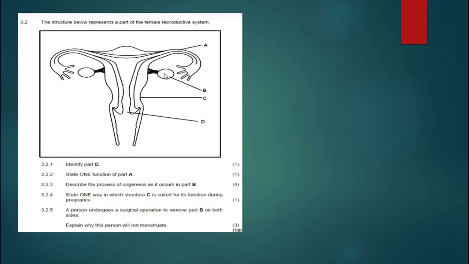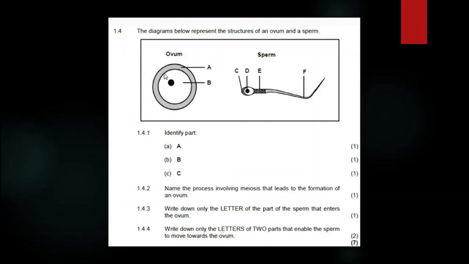Now let's move on to the next set of questions. The diagram below represents the structure of an ovum and a sperm. An ovum is produced during the process of oogenesis, and a sperm is produced during the process of spermatogenesis. Identify part A. Part A is the jelly layer. Part B is the cytoplasm. Part C on the sperm is the acrosome.